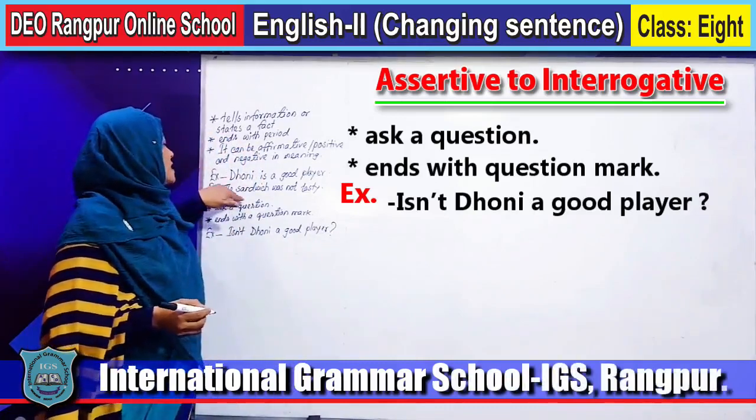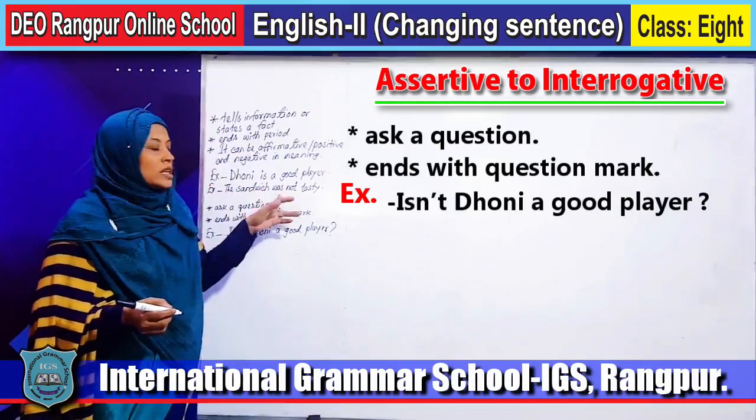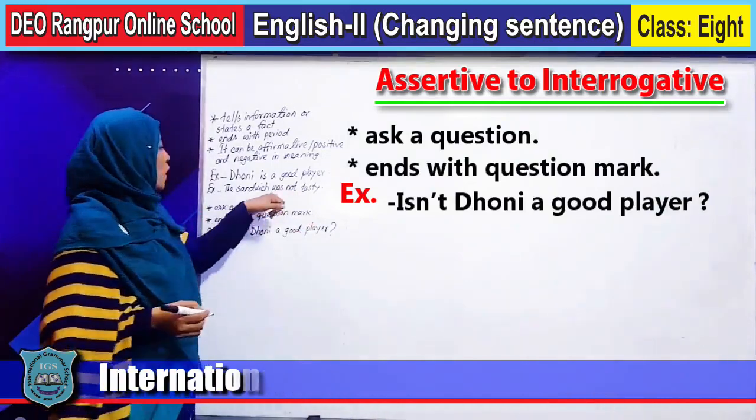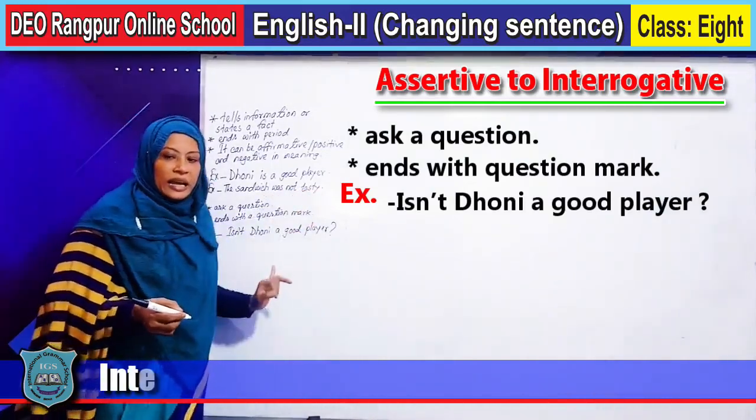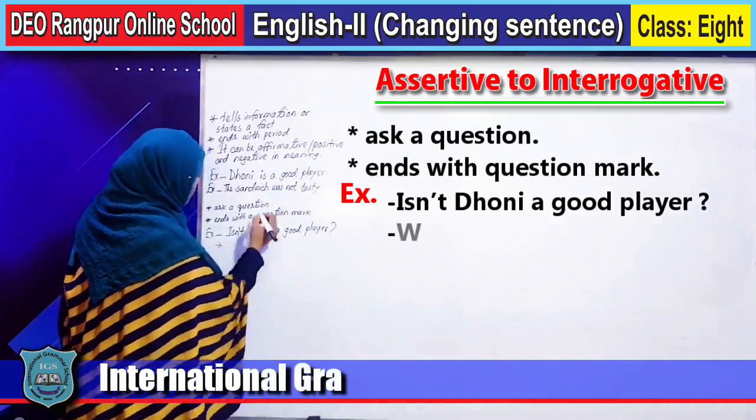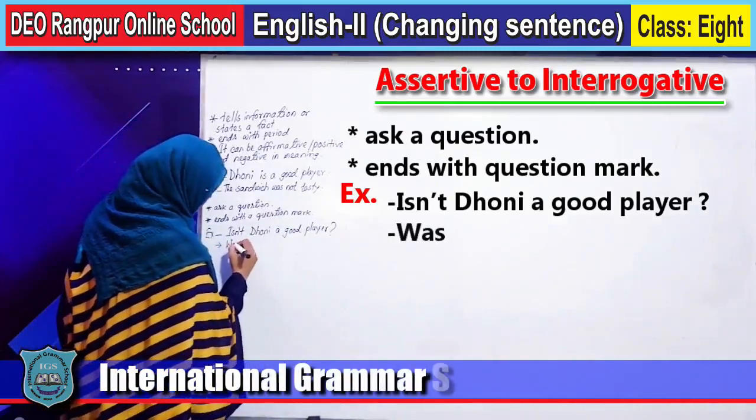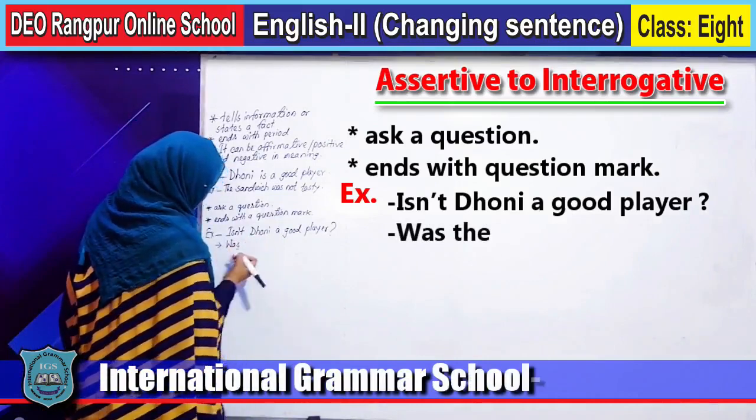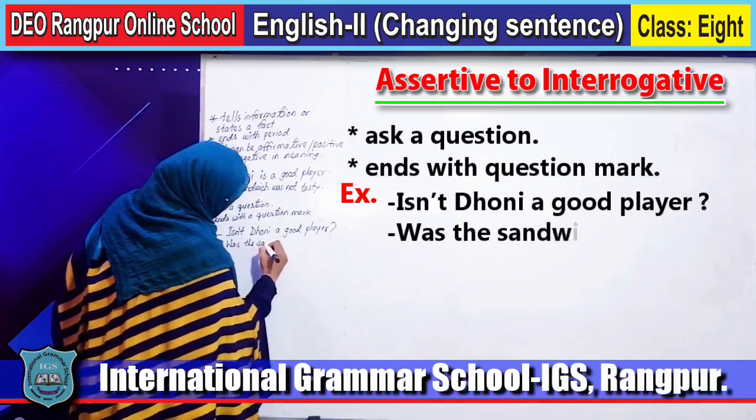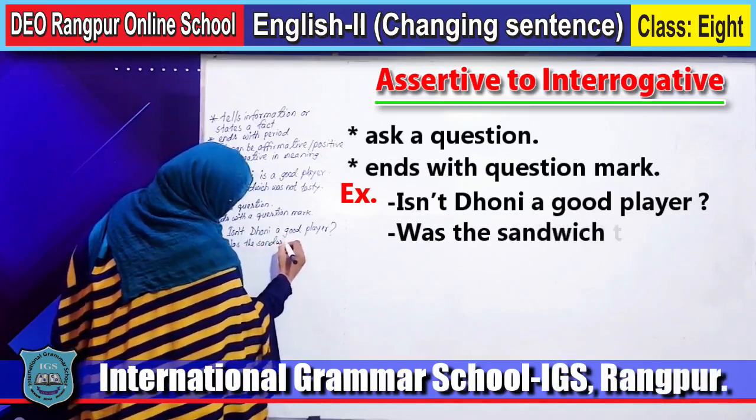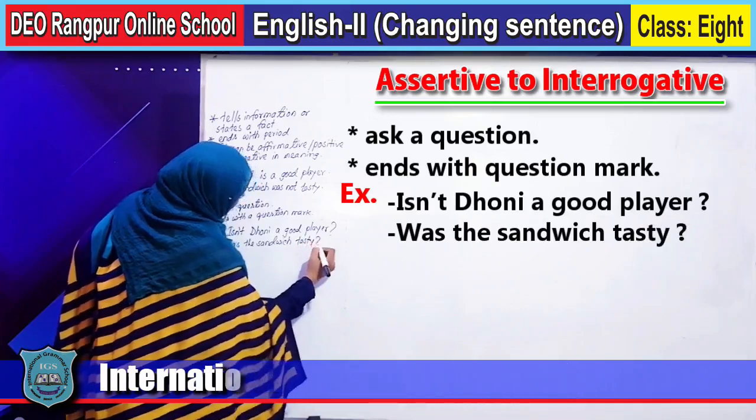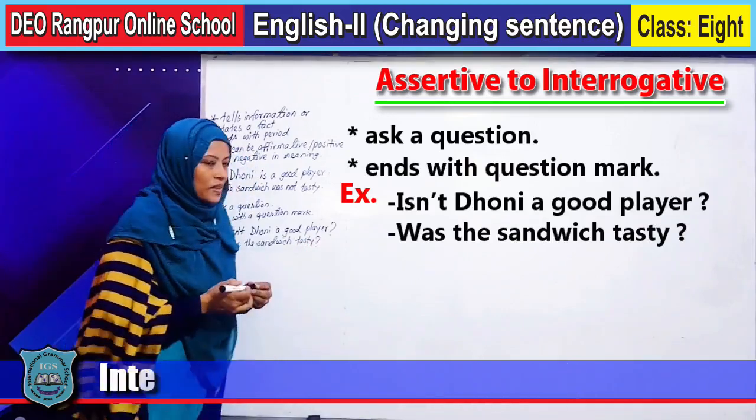In the other sentence, we have written that the sandwich was not tasty, which is negative in meaning. So we will omit the negative form here. The verb was will come first, the be verb, then the sandwich, tasty, and at the end, a question mark.